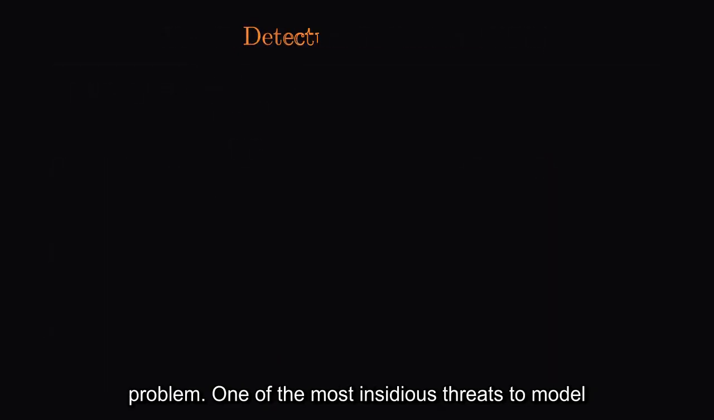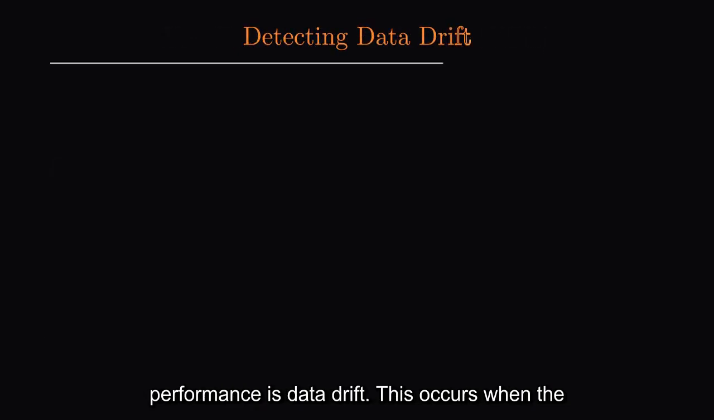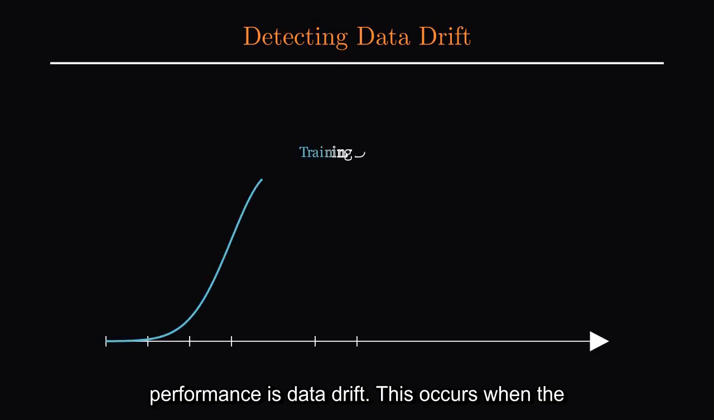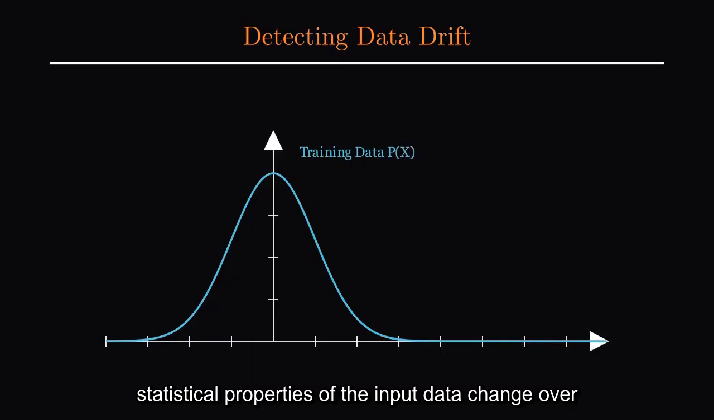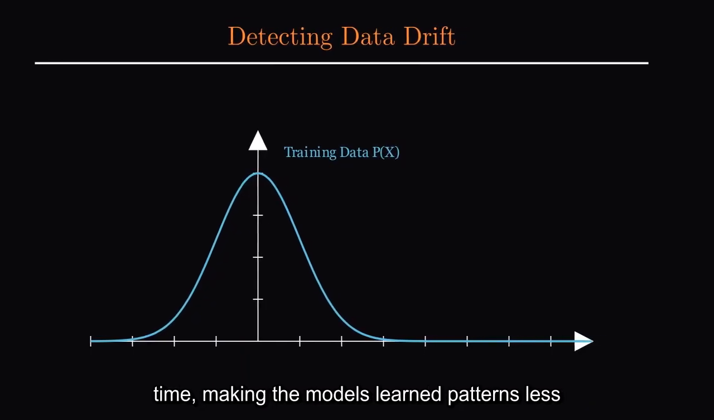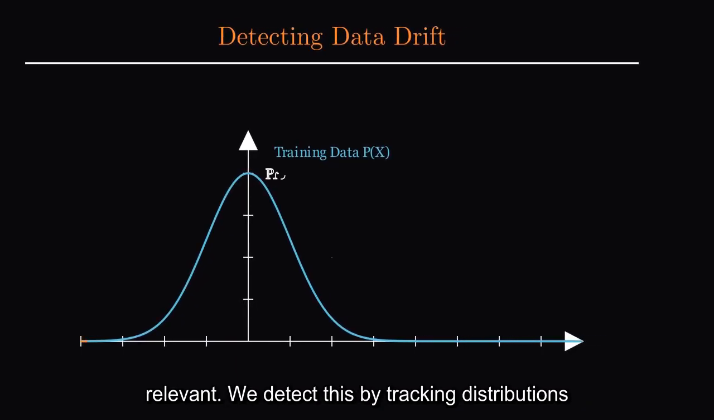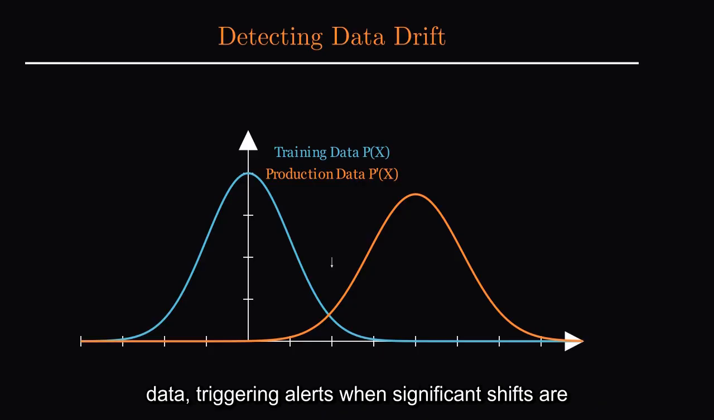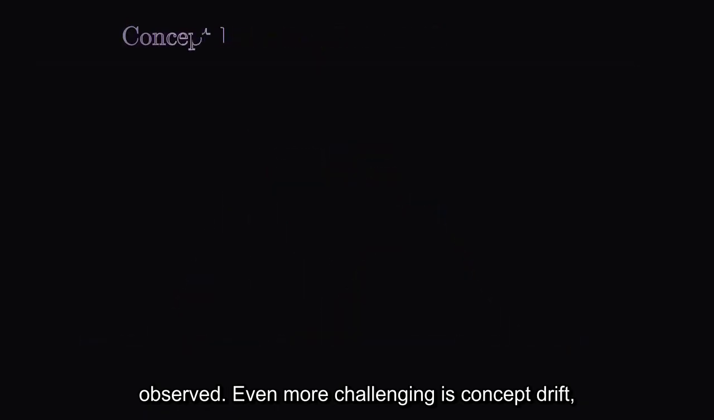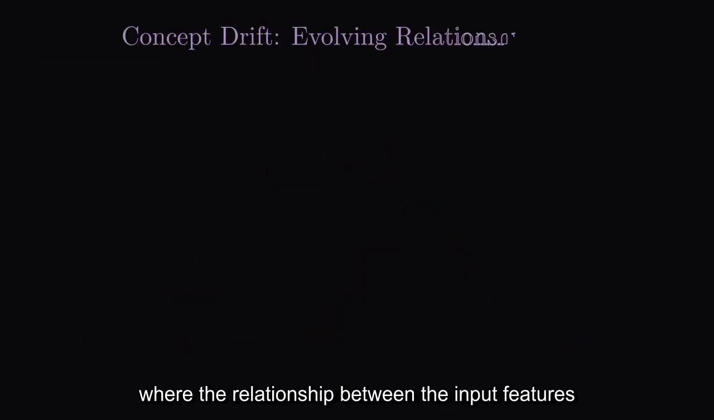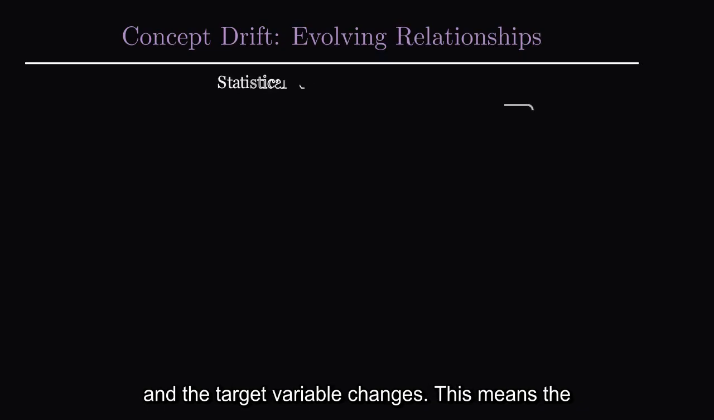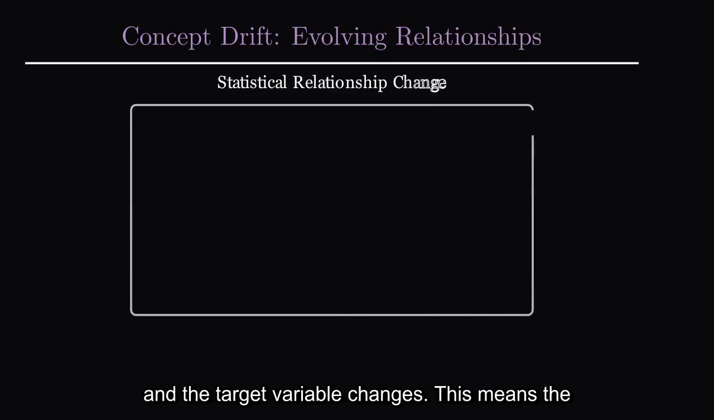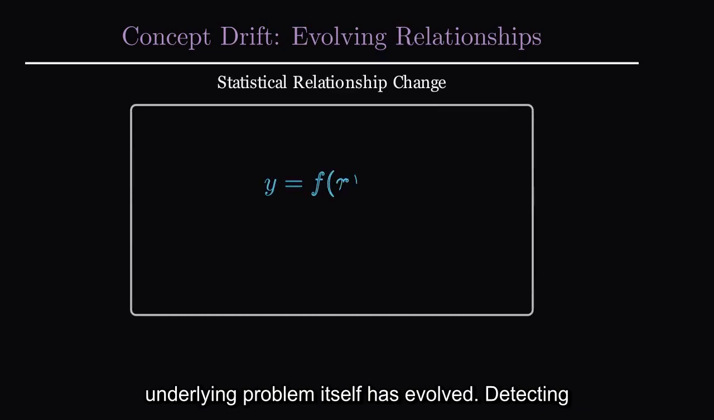One of the most insidious threats to model performance is data drift. This occurs when the statistical properties of the input data change over time, making the model's learned patterns less relevant. We detect this by tracking distributions of input features and comparing them to the training data, triggering alerts when significant shifts are observed. Even more challenging is concept drift, where the relationship between the input features and the target variable changes. This means the underlying problem itself has evolved.